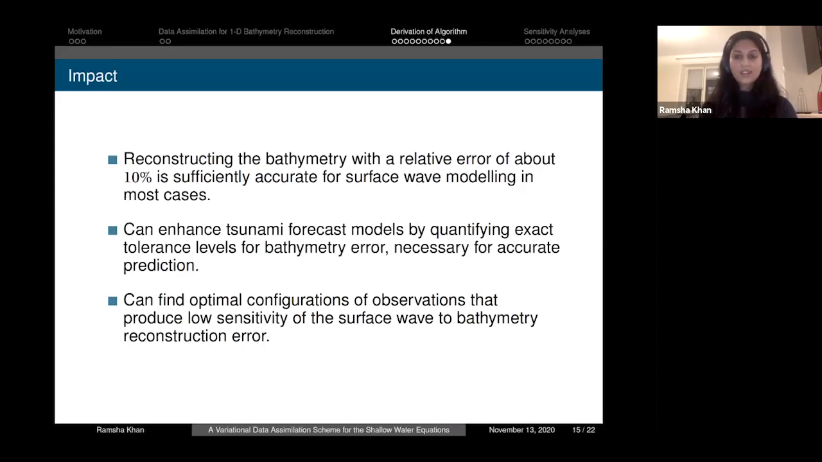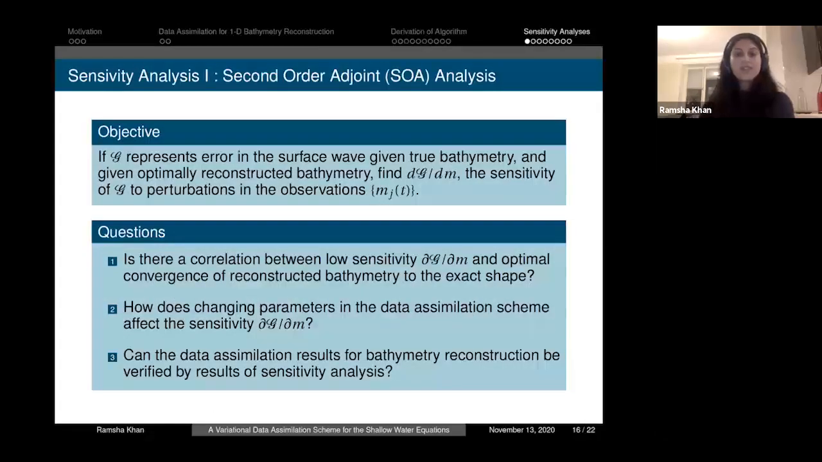And so this final point especially motivated the second part of the research, where we wanted to quantify the sensitivity a little more rigorously. So we used second order adjoint analysis, where we basically took the adjoint analysis we used to find our gradient and then applied it again to see if we can use the Hessian of our cost function to analytically derive the sensitivity of the error in the surface wave to perturbations in the observations.